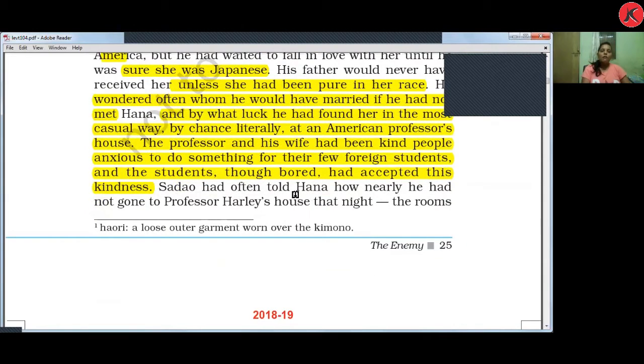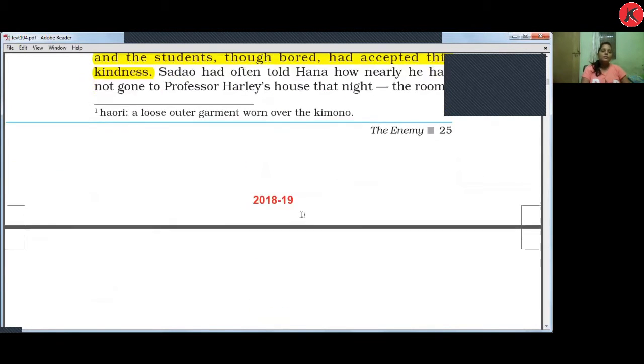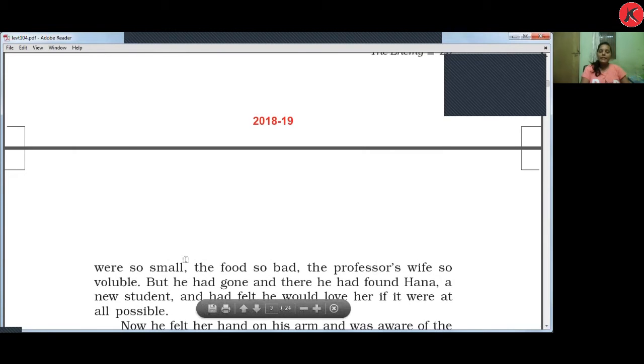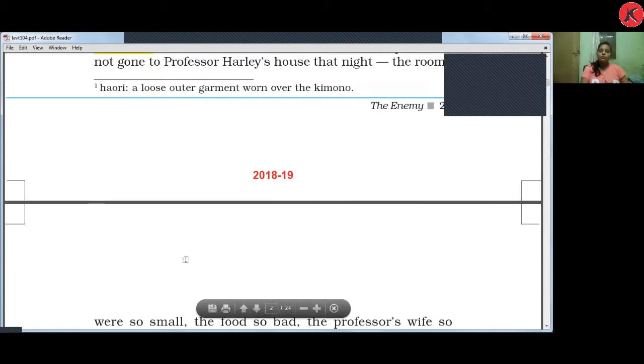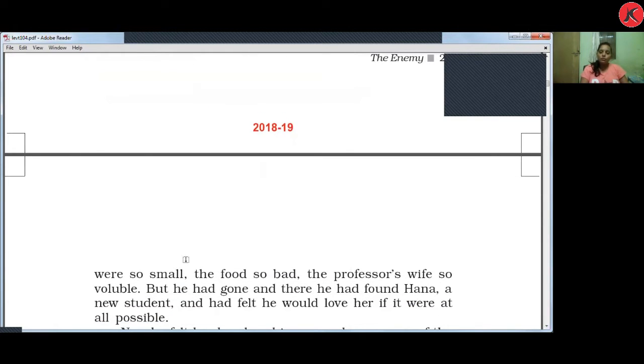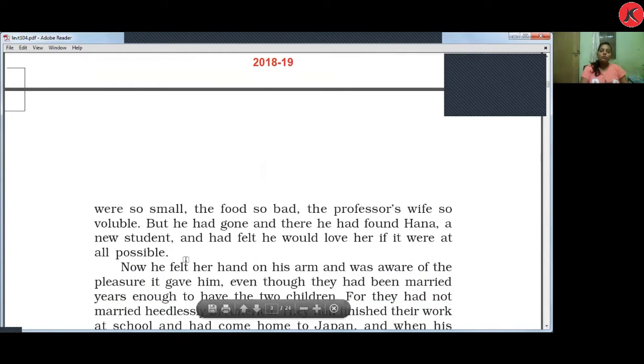Sadao had often told Hannah how nearly he had not gone to Professor Harley's house that night. The rooms were so small, the food so bad, the professor's wife so voluble. Voluble means so talkative. Now that was really a very boring day, because when he went to that professor's house, the rooms were so small, the food was so bad, and the professor's wife was so talkative, and it was impossible to stay. Though Dr. Sadao was there, he had gone, and there he had found Hannah.